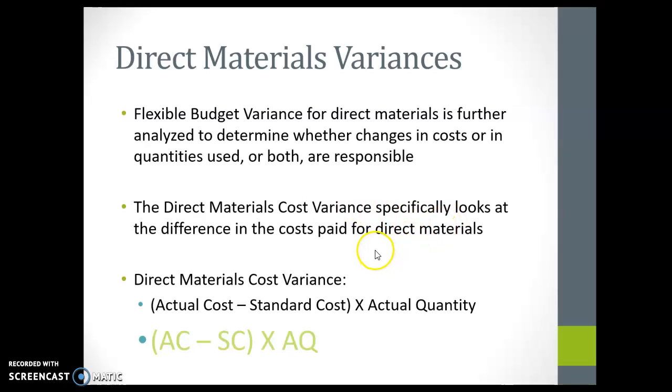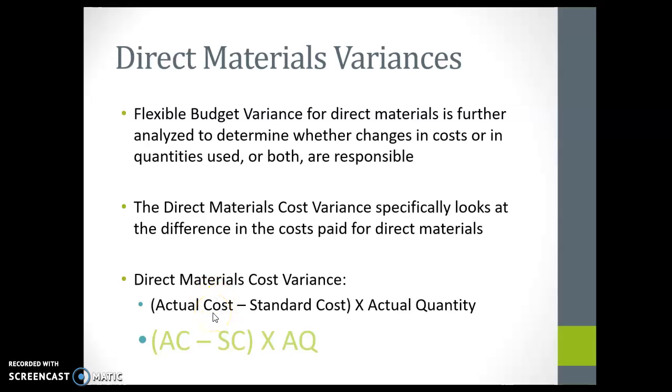So we have two different variances that we're going to end up with. One looks at the cost per unit of the direct material, and one looks at the quantity of the direct material that we used. Here's our first one, at the bottom of this slide: the direct materials cost variance. We have to determine the actual cost for one unit of that direct material.